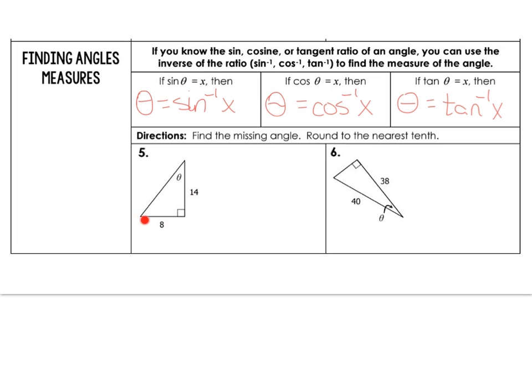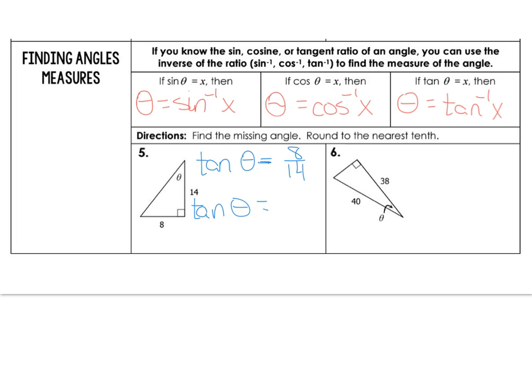Well, 8 is the opposite side, opposite leg, and 14 is the adjacent leg. So opposite and adjacent, we're going to use tangent. So we're going to say the tangent of theta is 8 over 14. We do 8 divided by 14 in our calculator.